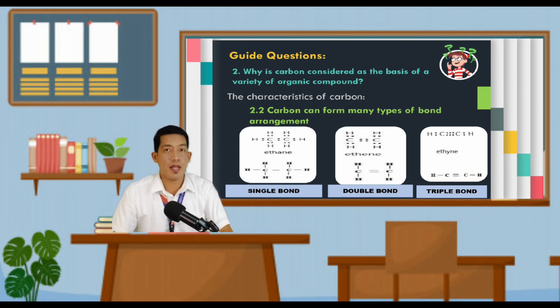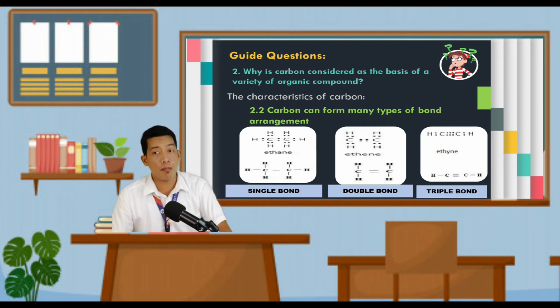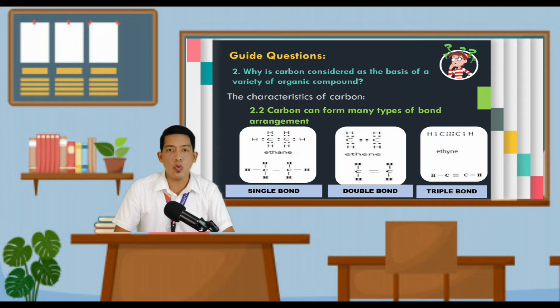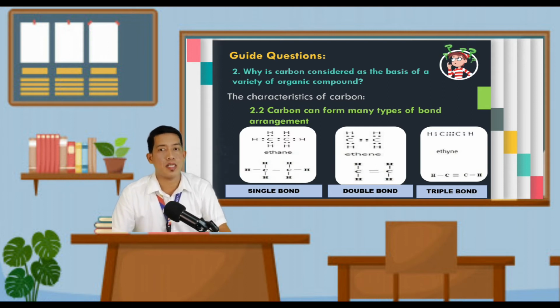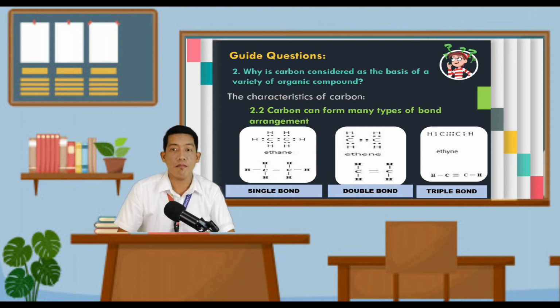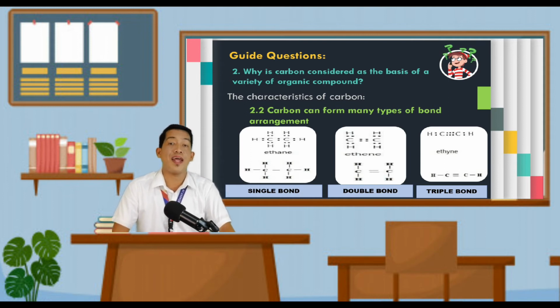In a single bond, 2 carbon atoms share 1 pair of electrons. In a double bond, they share 2 pairs of electrons. And in a triple bond, they share 3 pairs of electrons. Here are some examples of compounds with these types of bonds, which are represented using the structural formula.